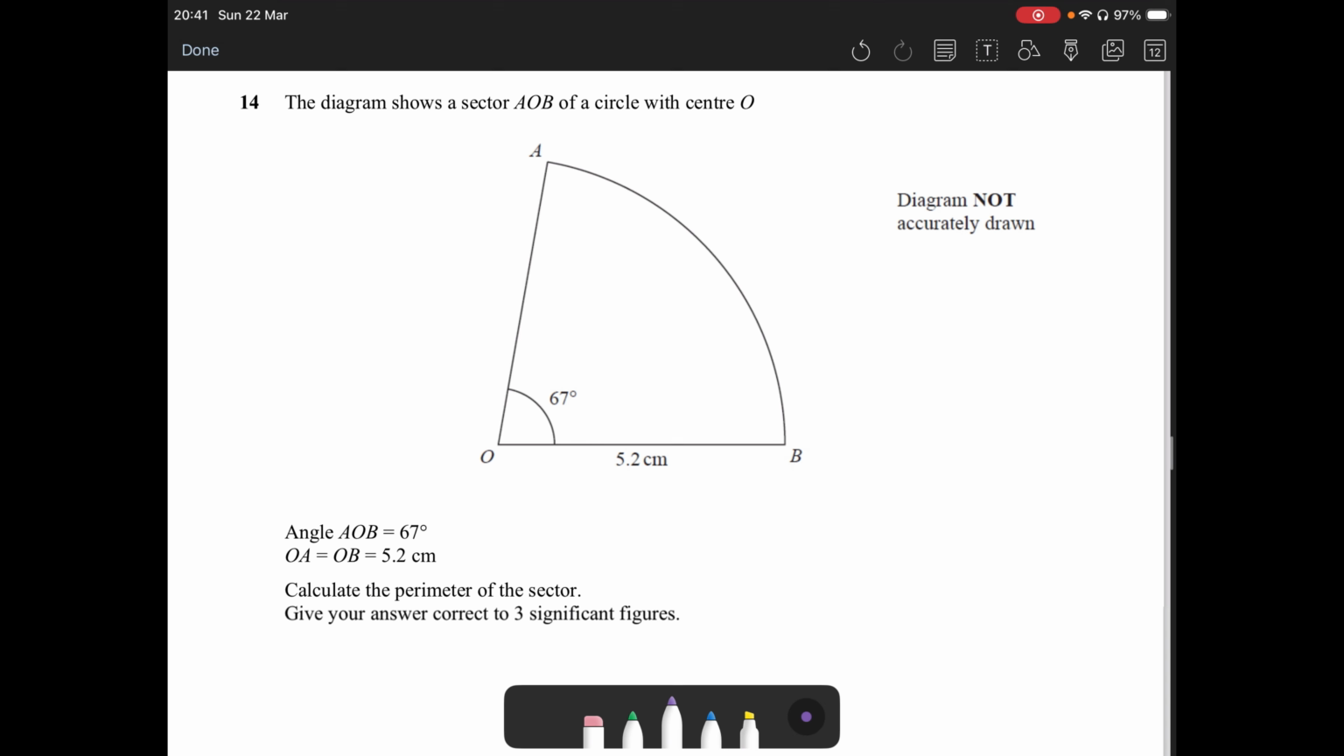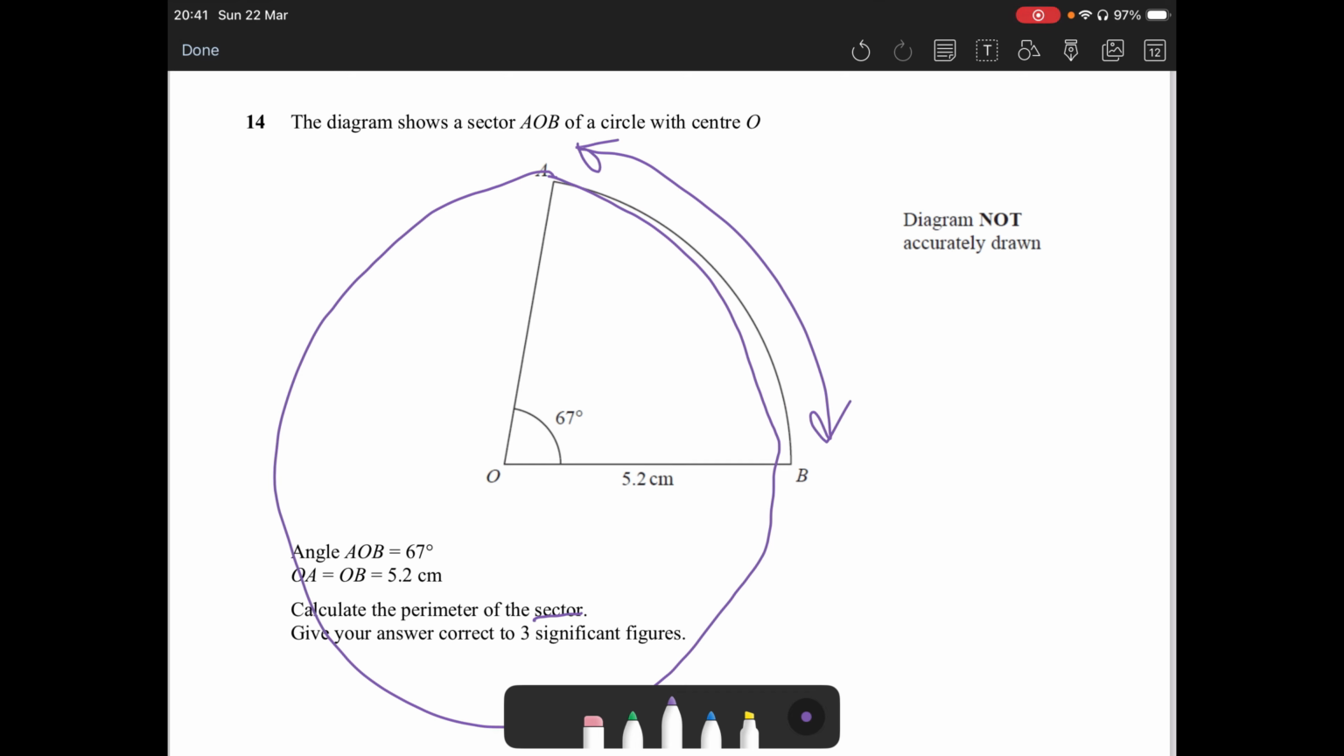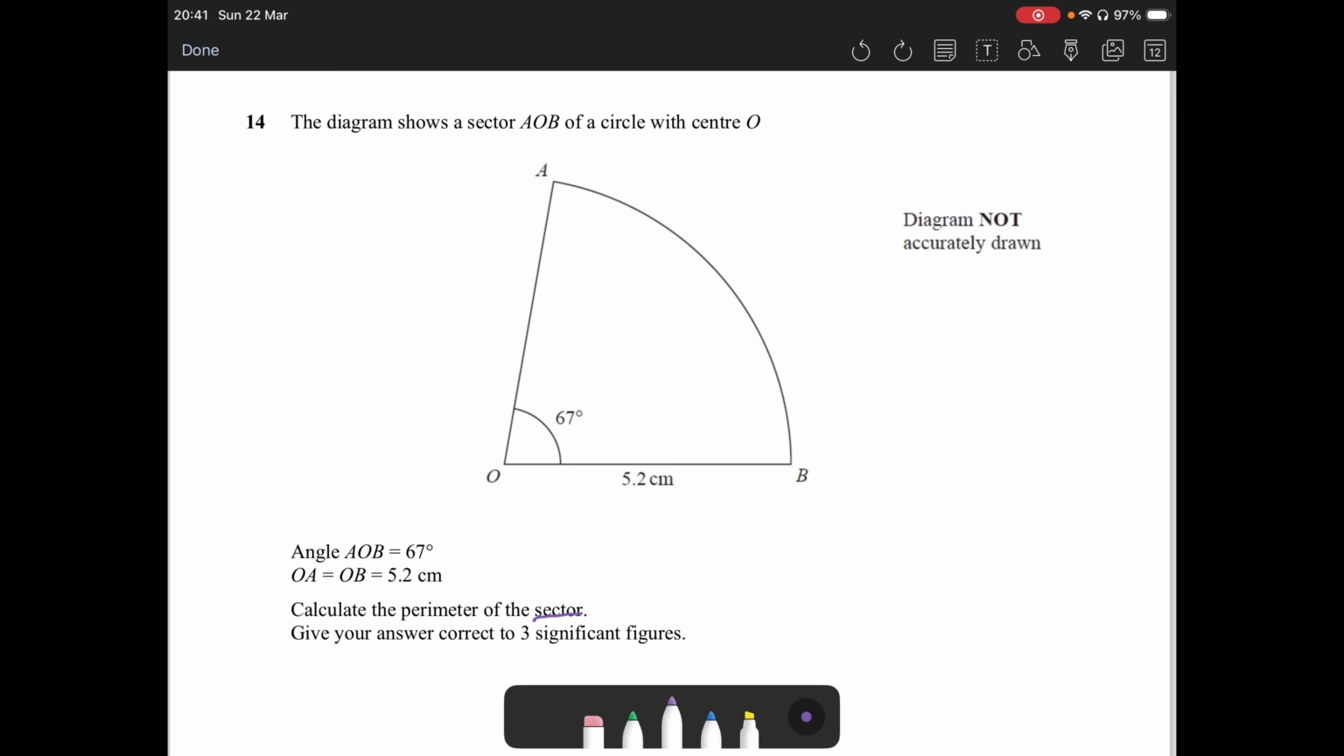Number 14, we've got a sector here. Center angle 67, fair enough. The perimeter of the sector. So think of the sector as, if I had the whole circle, what would help me work out this curved bit first? Well, if only I knew what the circumference is, I could just say this sector is 67 degrees out of a total of 360. You could imagine that you've got a fraction, 67 out of 360, of the circumference of the circle.